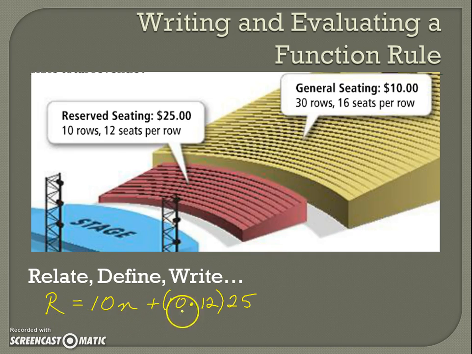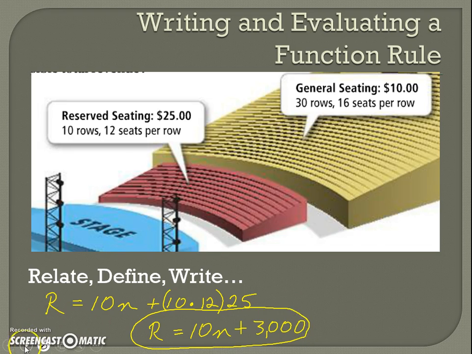The one thing I have to do here is simplify this. So I'm going to have R equals 10N, and then I multiply those values together, and I end up getting 3,000. All right, so there is my function rule. And I believe that's all that we were asked to do.